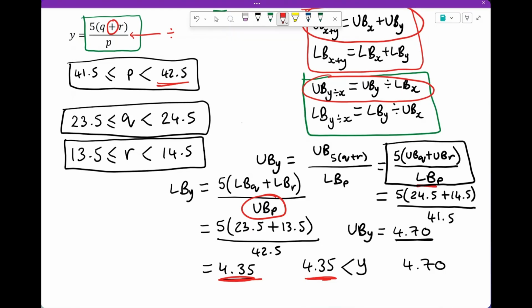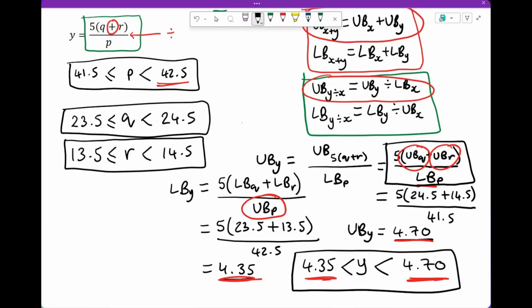Now let's do the same check for the 4.70, our upper bound for Y. So that's over here, and you'll see the upper bounds were used up here in the numerator. Therefore, we cannot be equal to the 4.70, the result. So it'd be a smaller than pointing to the Y, and once again, not a same as. So that would be my final answer for my error interval of Y, and hopefully that example has given you some advice on how to approach things a little bit quicker.